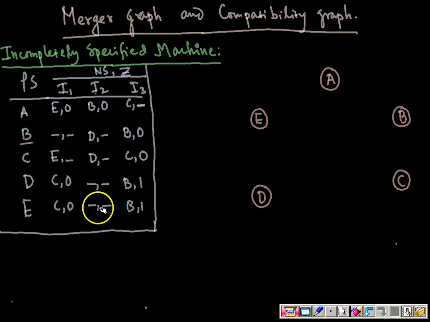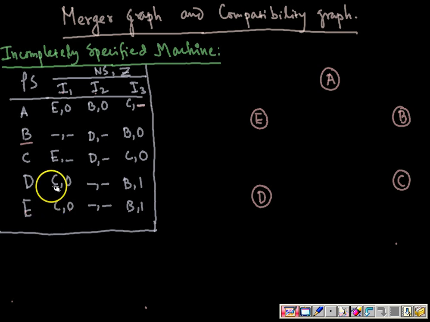If not specified, you can consider anything for your convenience. So we are taking a favor out of it. We are considering that the output is the same for both the cases, and for input I3 also, what we are having here is the same output. So obviously D and E do not conflict as far as their outputs are concerned.